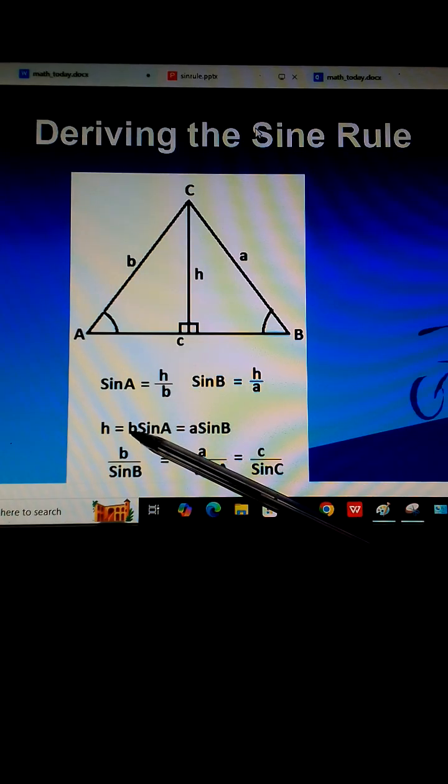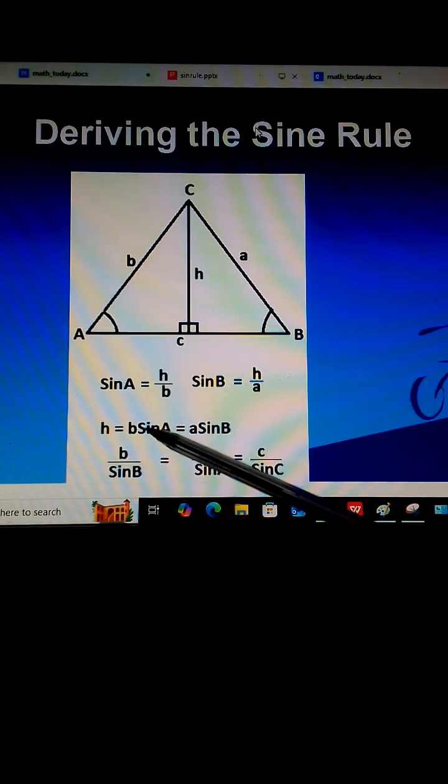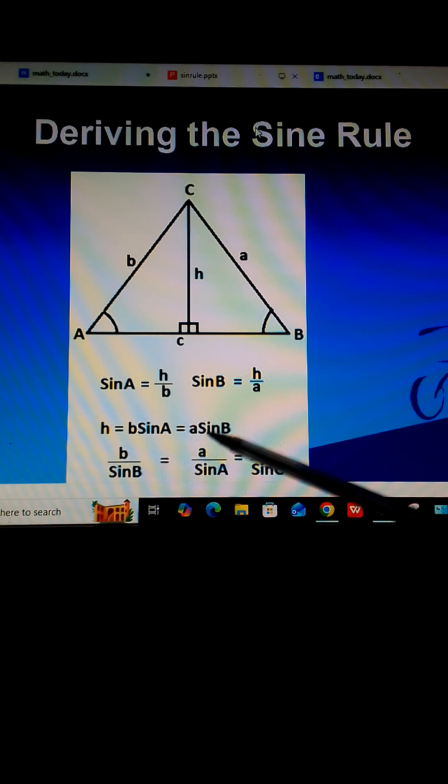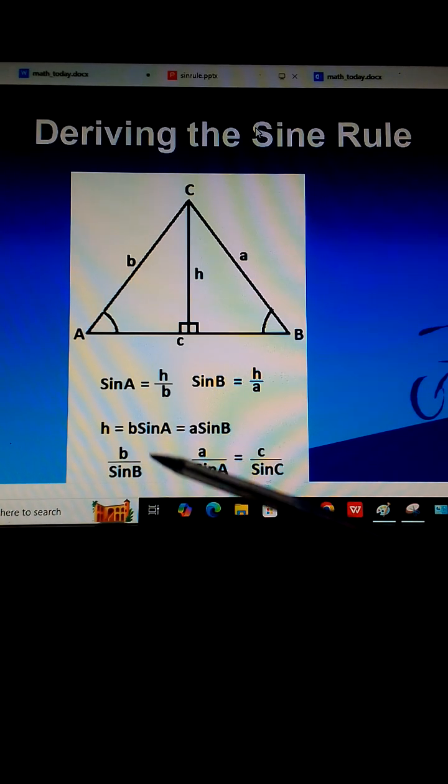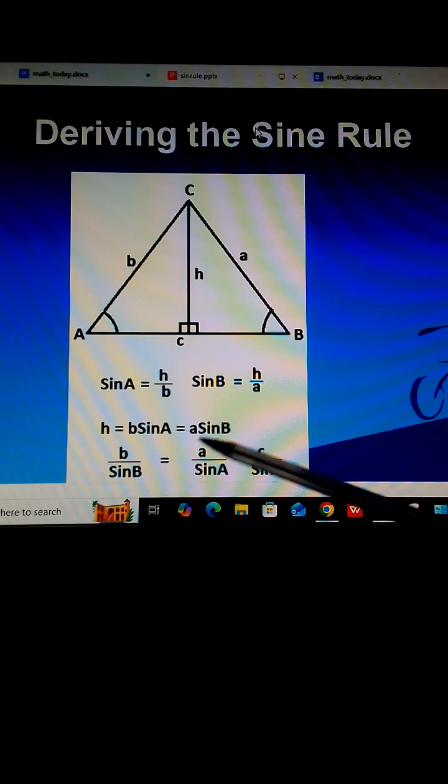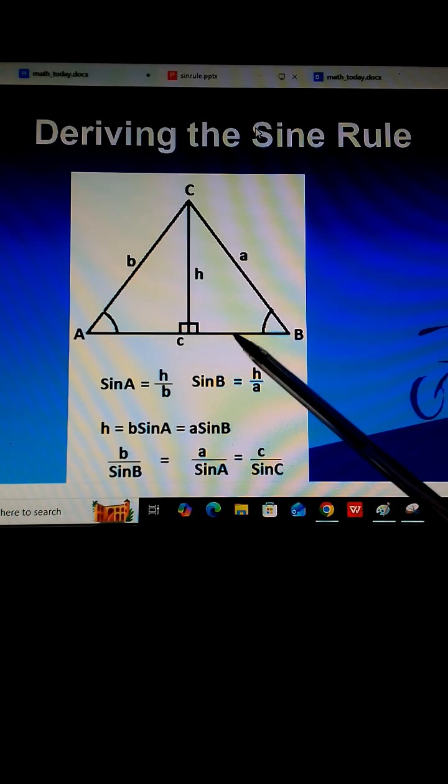If we divide both sides by sine B, we find that we shall have b sine A over sine B equal to a. So if we divide both sides by sine A, we shall have b over sine B is equal to a over sine A. Now, it can also be shown that b over sine B is equal to a over sine A is equal to c over sine C. And that is the sine rule. All right?